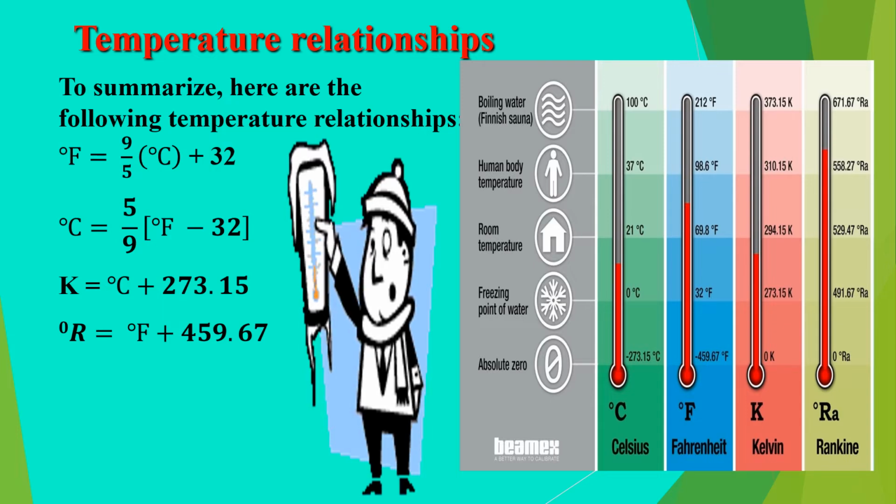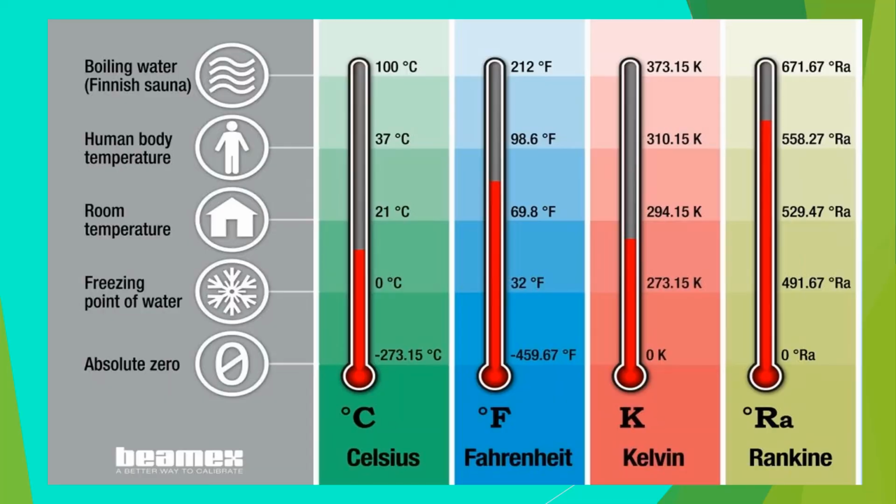To summarize, here are the following temperature relationships. Degrees Fahrenheit equals 9/5 times degrees Celsius plus 32. Degrees Celsius equals 5/9 times the quantity degrees Fahrenheit minus 32. Kelvin equals degrees Celsius plus 273.15, and degrees Rankine equals degrees Fahrenheit plus 459.67. This chart shows some temperature readings in Celsius, degrees Fahrenheit, Kelvin, and degrees Rankine.